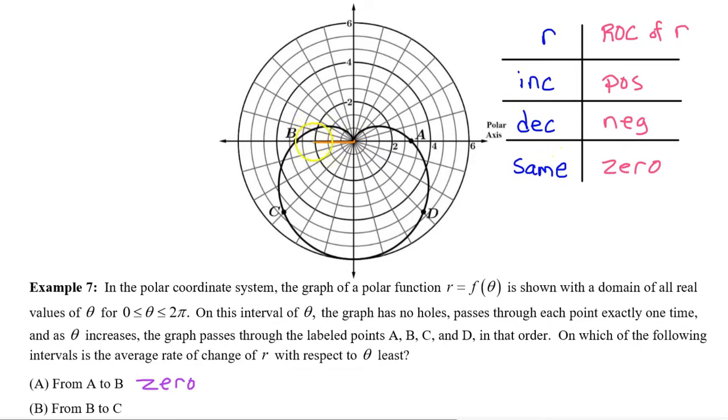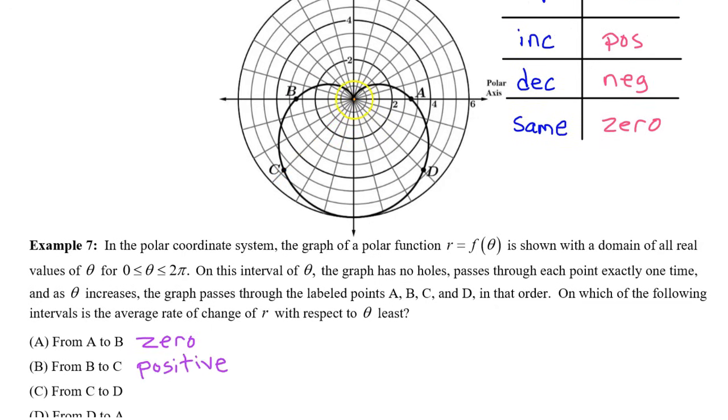Now consider the interval from b to c. Can you see that the r value is increasing on this interval? It's actually going from 3 to 5. But what matters is that the value of r is increasing, so the rate of change of r on this interval will be positive. What about the interval from c to d?